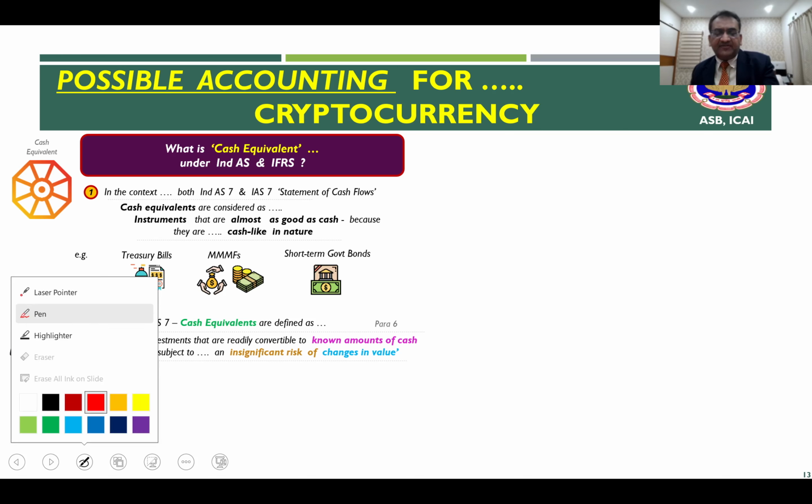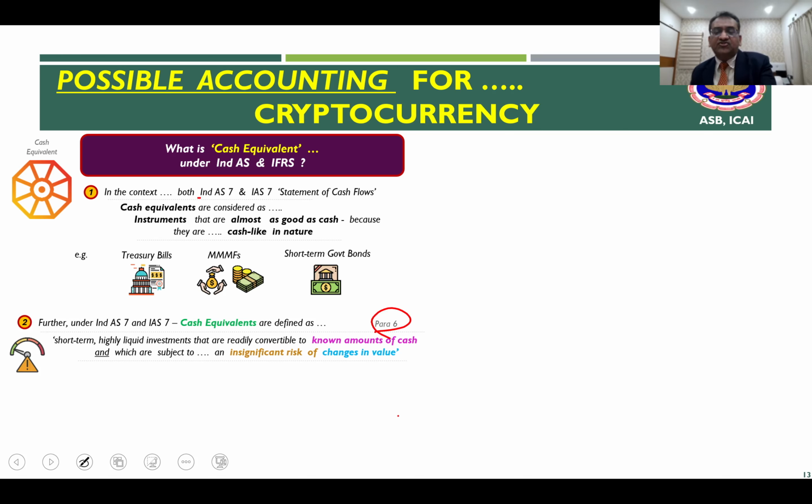So if you look at paragraph 6 of these two standards, Ind AS 7 and IAS 7, these actually define what cash equivalent is. So cash equivalent is defined in this paragraph as short-term, highly liquid investment, which is readily convertible into the known amounts of cash.